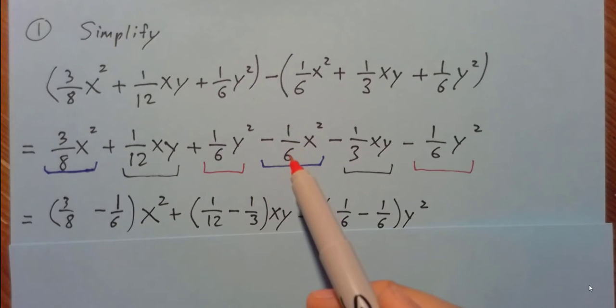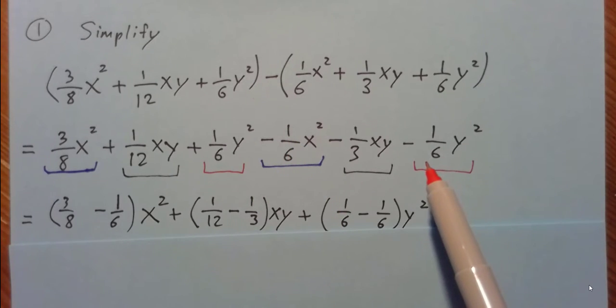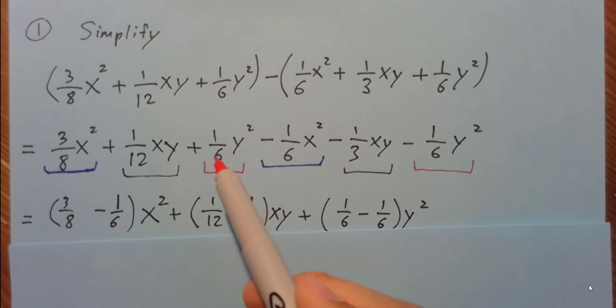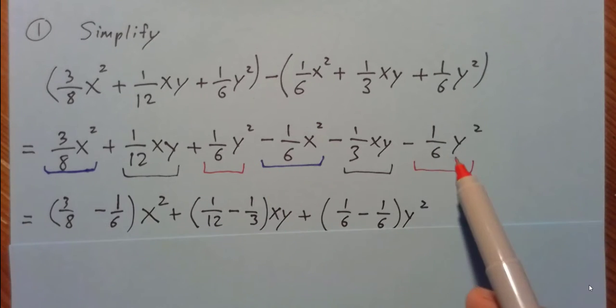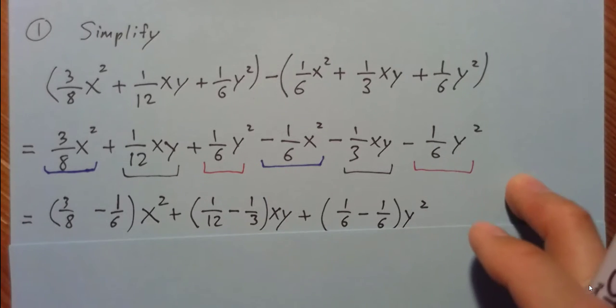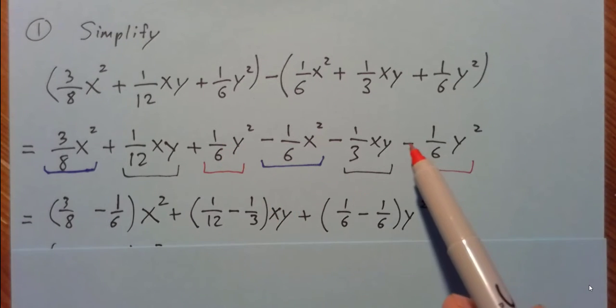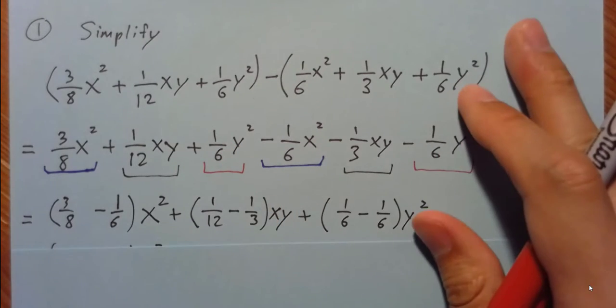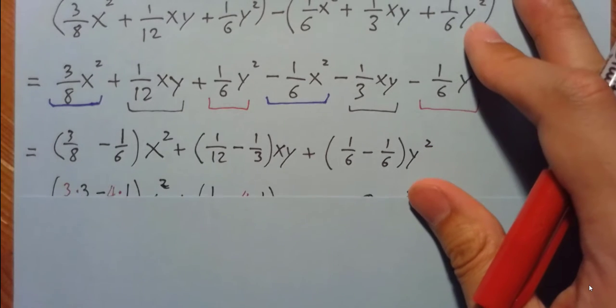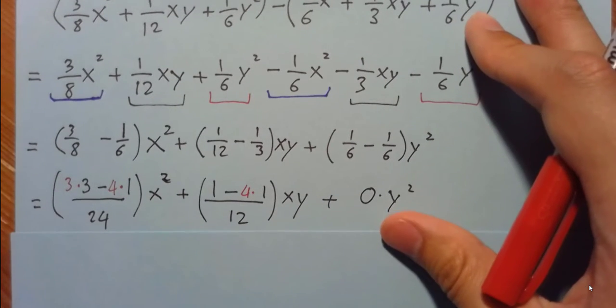And then minus 1/6 y squared and plus 1/6 y squared, we also combine together, right? Plus 1/6 minus 1/6 for y squared. And then the last step is to subtract the fractions.